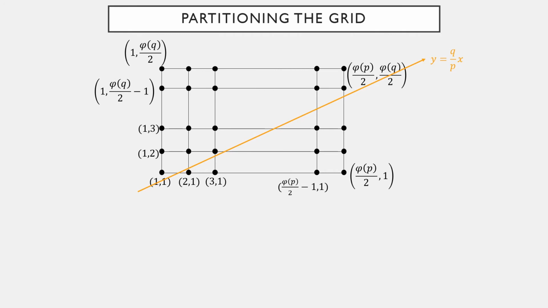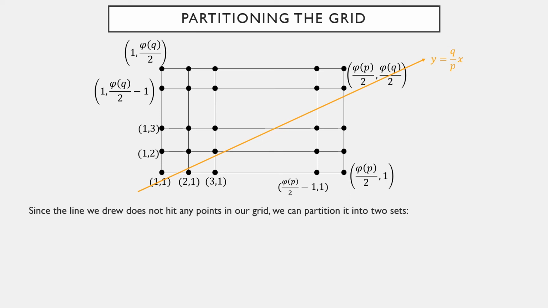So here is that grid. The x-coordinate goes from 1 to phi of p over 2. The y-coordinate goes from 1 to phi of q over 2. If we draw in the line y equals q over p x, we know that this line misses all the points in the grid we drew.